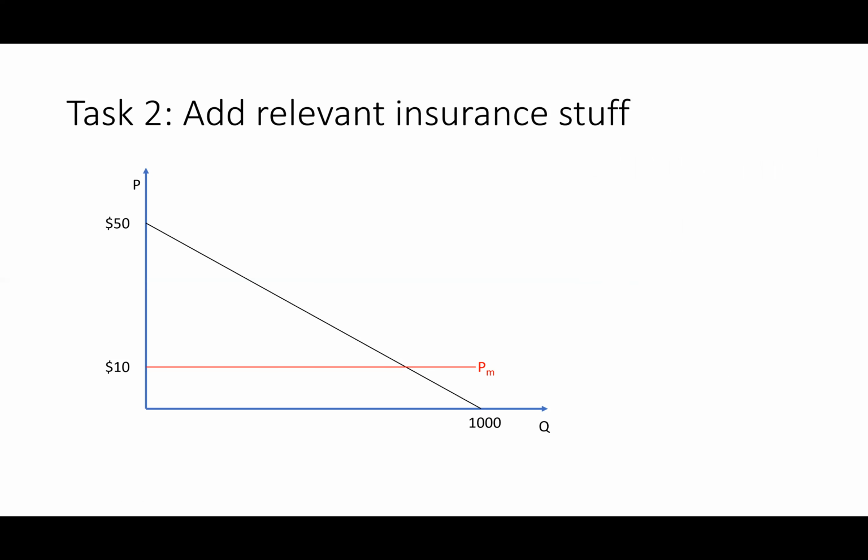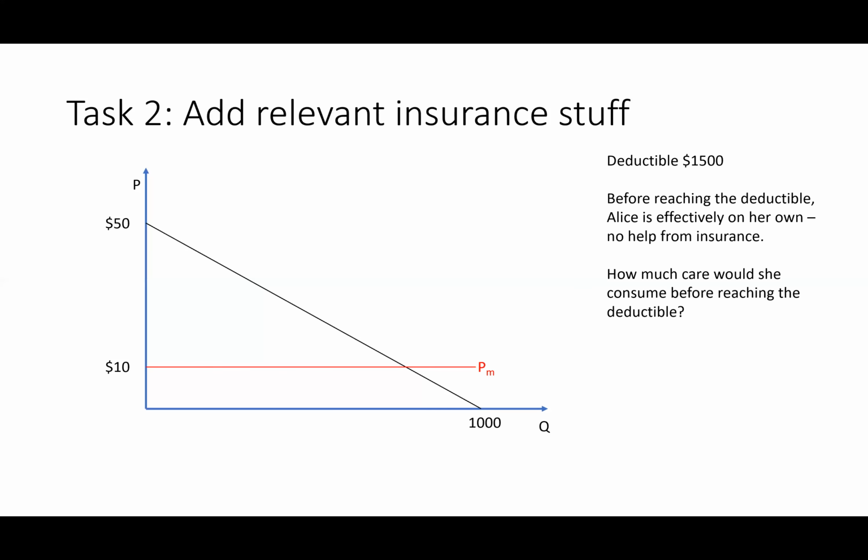Now you just add in some relevant insurance information. We know that the deductible is 1,500. Let's start with the deductible because that's where everybody starts with their health spending when it comes to their insurance plan. So that's a good place for us to start on this graph too. The deductible is 1,500, and before reaching this deductible, Alice is really on her own. It's like she's in the market without any insurance at all because her insurance company isn't helping her.